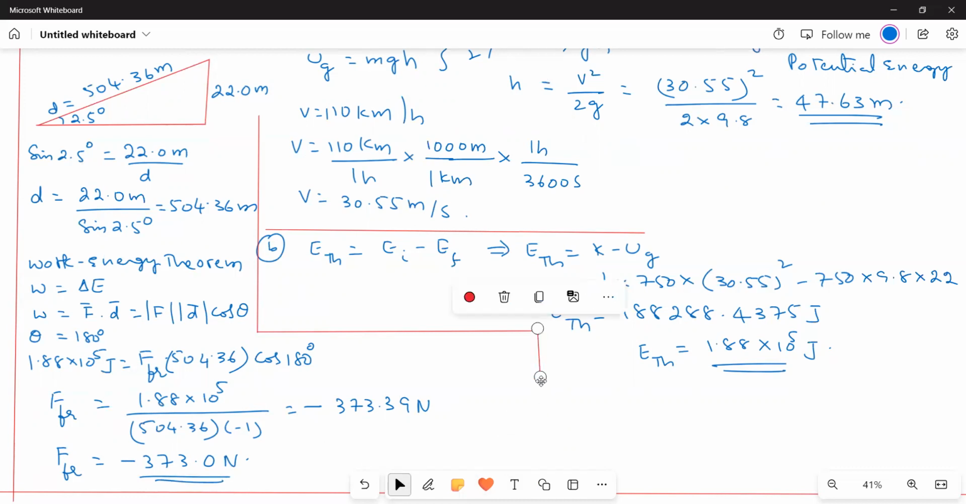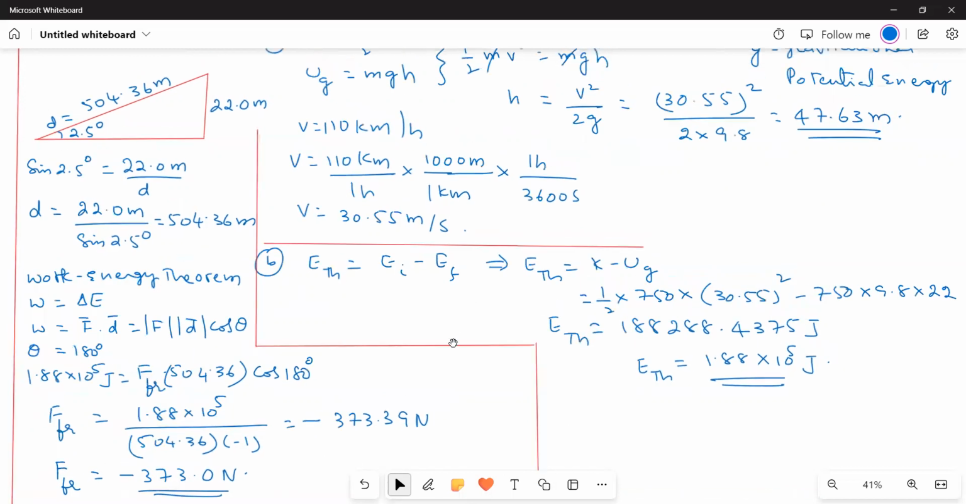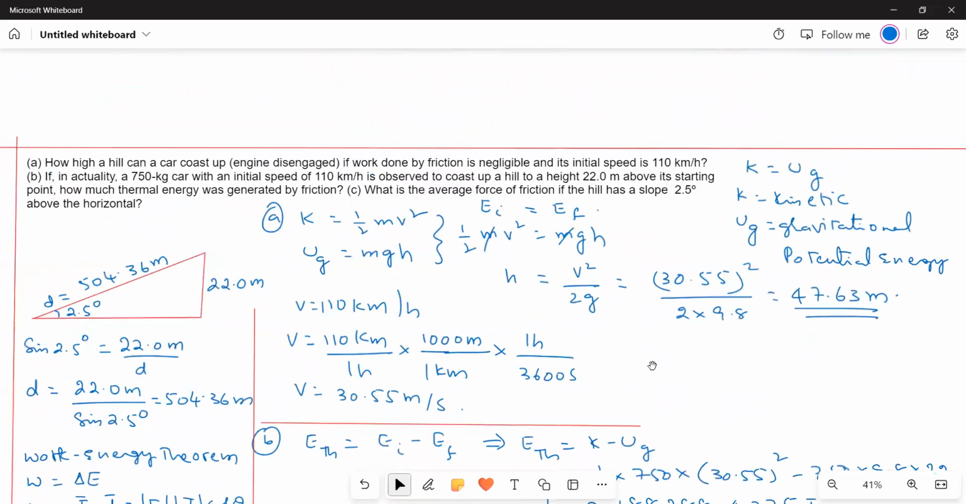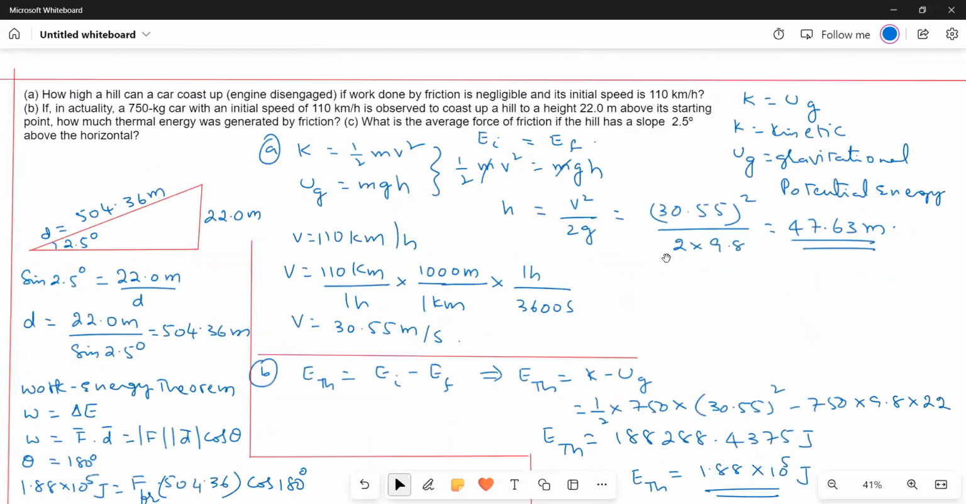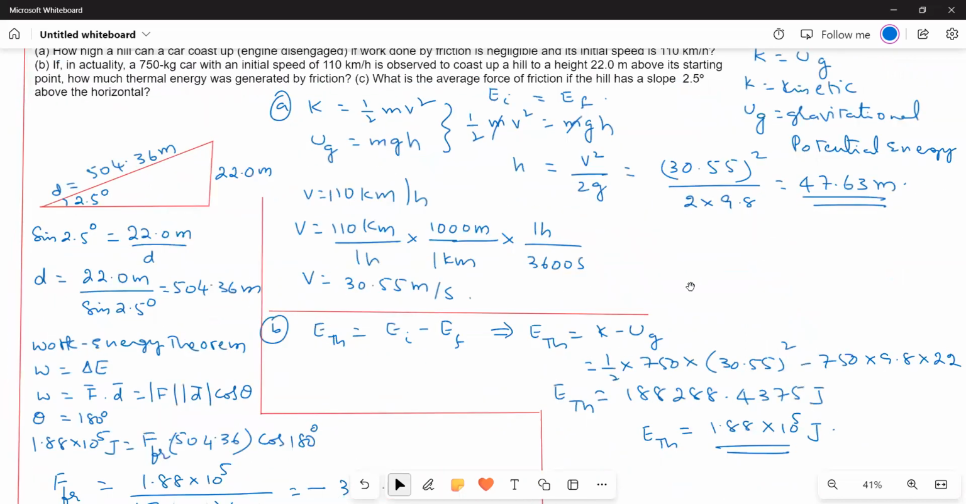So this is how I did the problem. We just have to use the law of conservation of energy and the work energy theorem to get the answer.